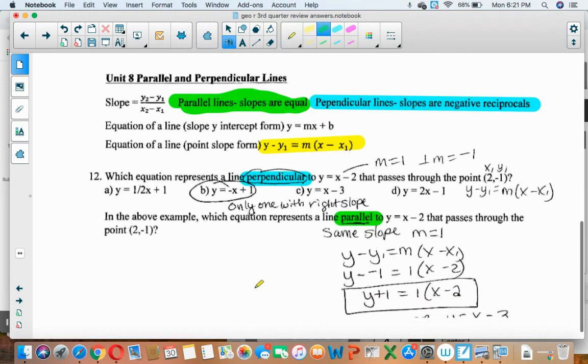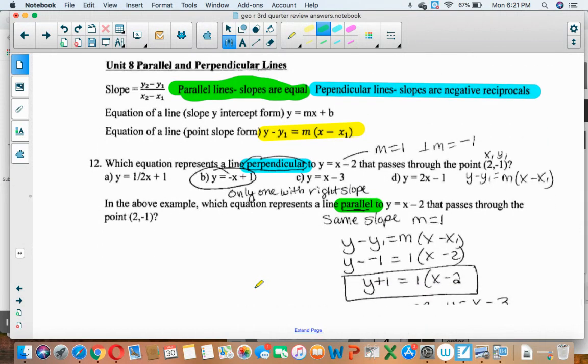Now the second part of this question I will have to do out because there is no multiple choice, but I'm going to use that same line, y equals x minus 2, but this time I want a line that's parallel. Well, parallel lines have the same slope. So the slope I'm going to use is m equals 1, and I'm using that same point, 2, negative 1. So 2 is my x1, negative 1 is my y1.